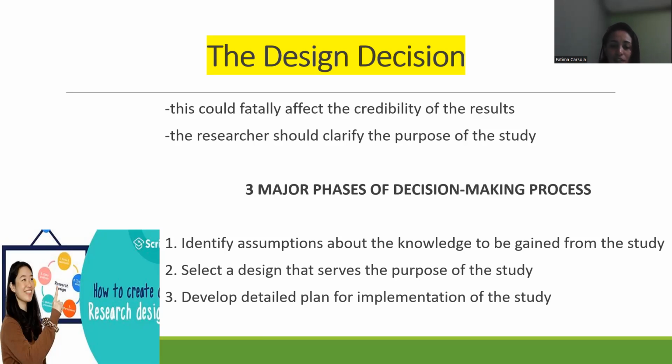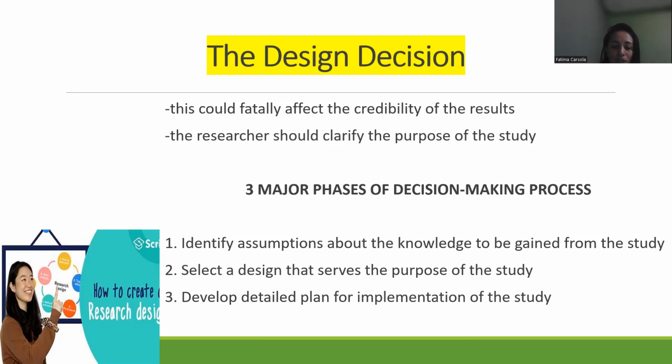So we have here the three phases, but then again, it is probably unrealistic to think that these decisions are occurring in a particular sequence. Researchers often move back and forth between decisions that are related rather than mutually exclusive. So we have here three phases of the decision-making process.